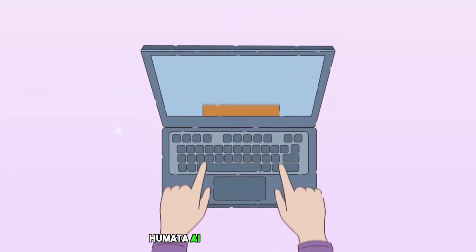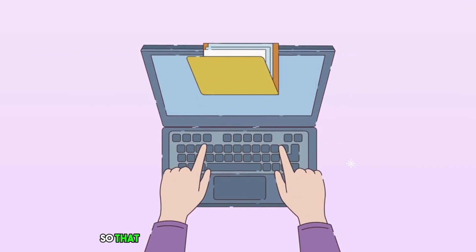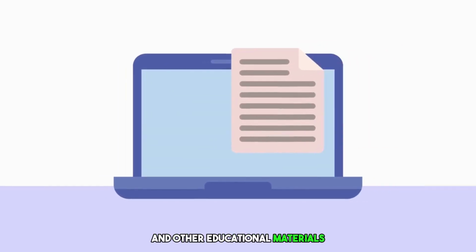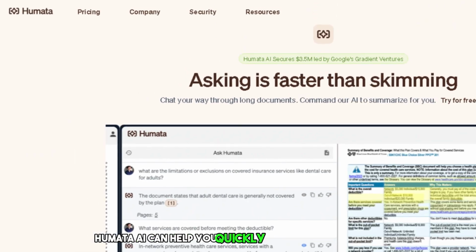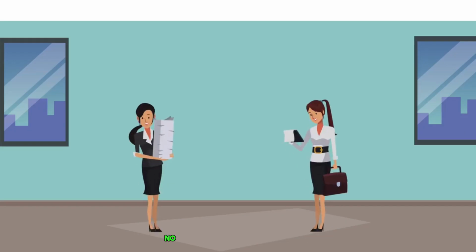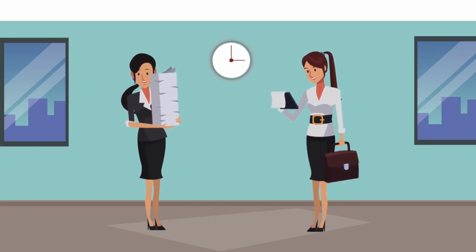Humata AI can help you quickly extract key information from research papers so that you can focus on your analysis and writing and other educational materials. Humata AI can help you quickly understand contracts, reports, and other business documents. No matter what your field is, Humata AI can help you save time and be more productive.